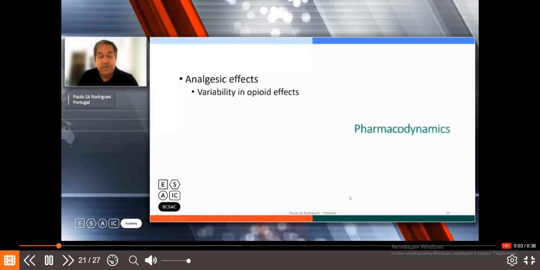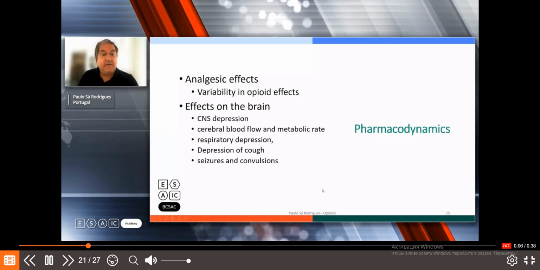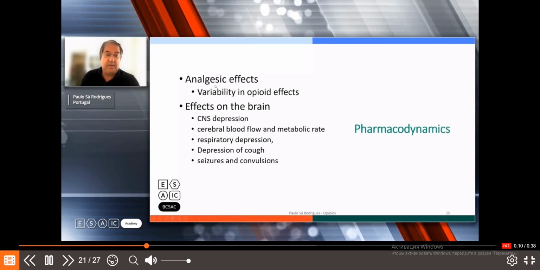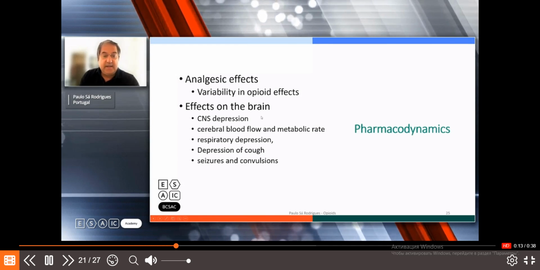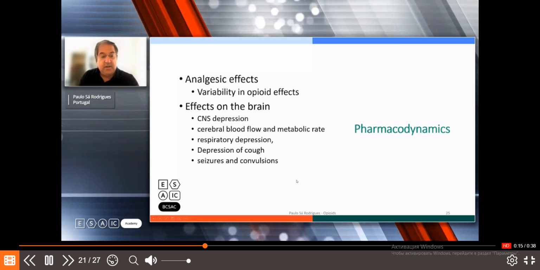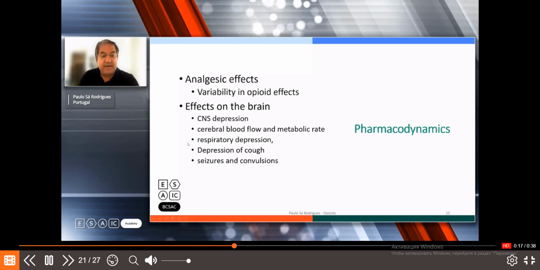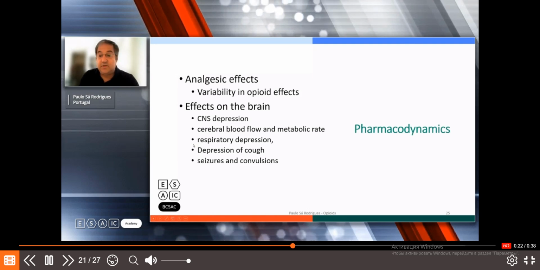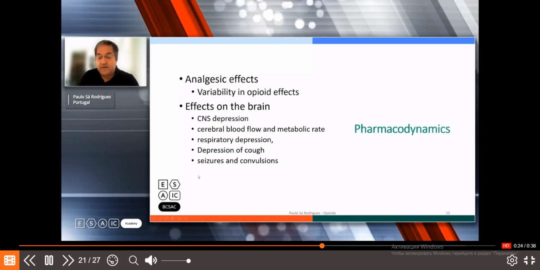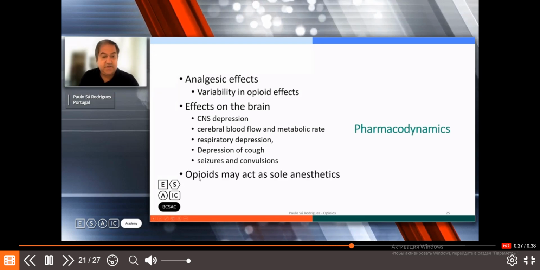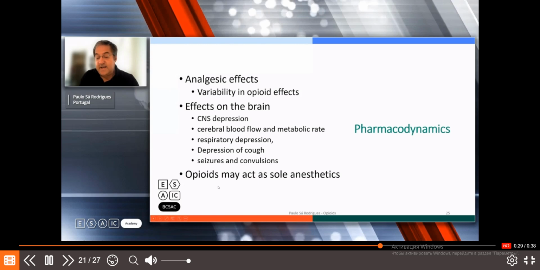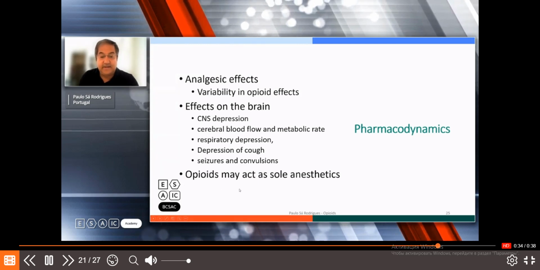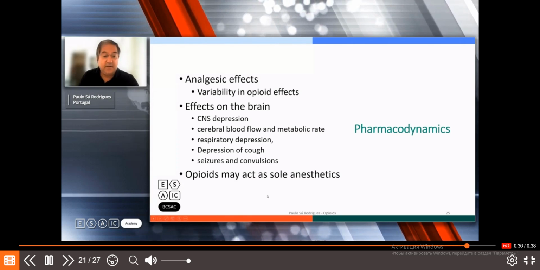Regarding the effects on the body, the pharmacodynamics, analgesic effects are very variable in people. And regarding the brain, it's typical to have CNS depression, changes in cerebral blood flow and metabolic rate, respiratory depression, depression of cough, and eventually seizures and convulsions. And as you know, we can use opioids as the sole anesthetics in cardiac surgery, for instance.